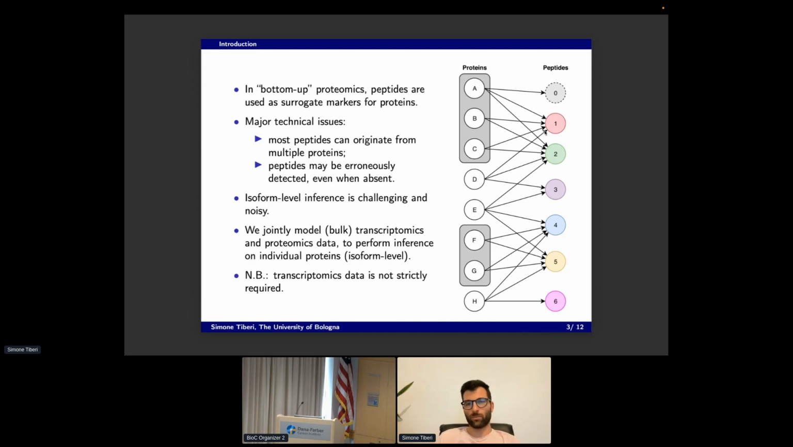What we try to propose here is a method that does inference at the isoform level, but it also enhances the information available so that we use not only proteomics data, but also transcriptomics data. Now, just to clarify, transcriptomics data is not strictly required, so you can run the method without it. But we do see, which is quite intuitive, that if you add this piece of information, then inference is more accurate.